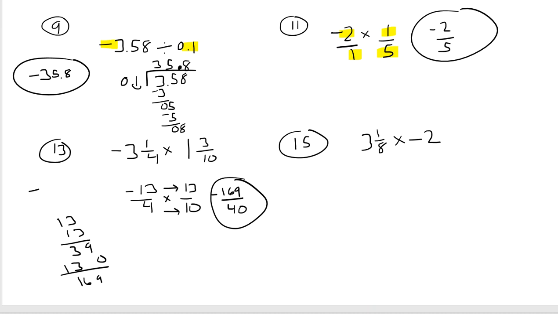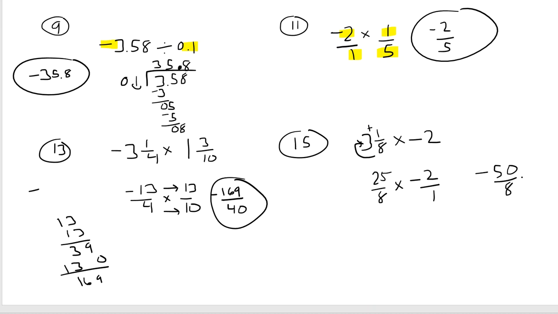Okay, number 15. First thing that we do is we change this mixed number to an improper fraction by doing 8 times 3, and then we add the 1. So that would be 24 plus 1 is 25/8. We're multiplying that by a negative 2, which we put over 1 to make it a fraction. A positive times a negative is a negative answer. 25 times 2 is 50. 8 times 1 is 8.